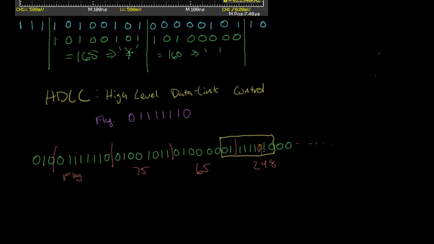So if the receiver ever sees 6 consecutive ones in a row, then it's either part of a flag like this, or something has gone wrong. And so this technique of putting these extra bits in here is called bit stuffing.